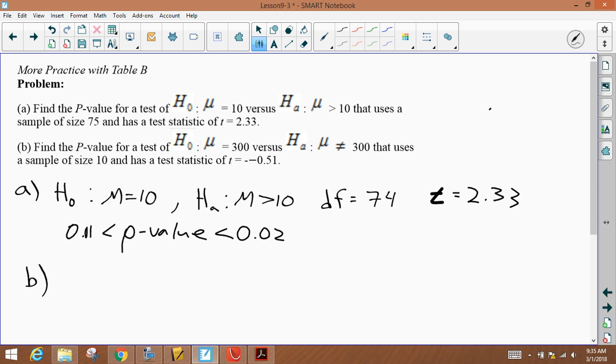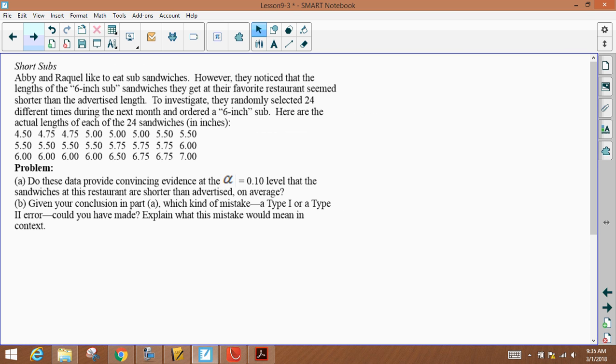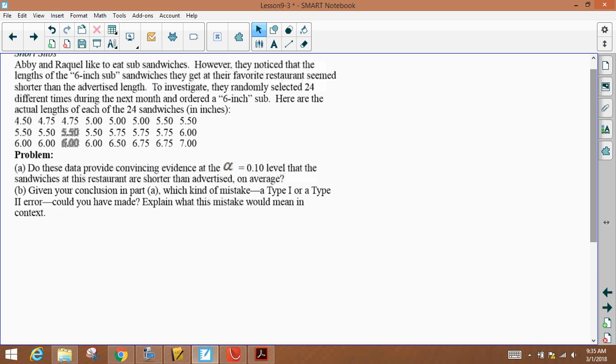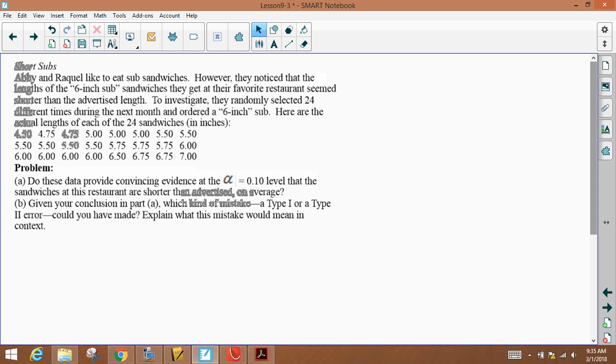Actually, let's skip it. Don't use the table. That's how you use the table. Don't use the table. Use your calculator. I don't think there's ever going to be a moment where you're not going to be able to use your calculator. You're always going to have your calculator.